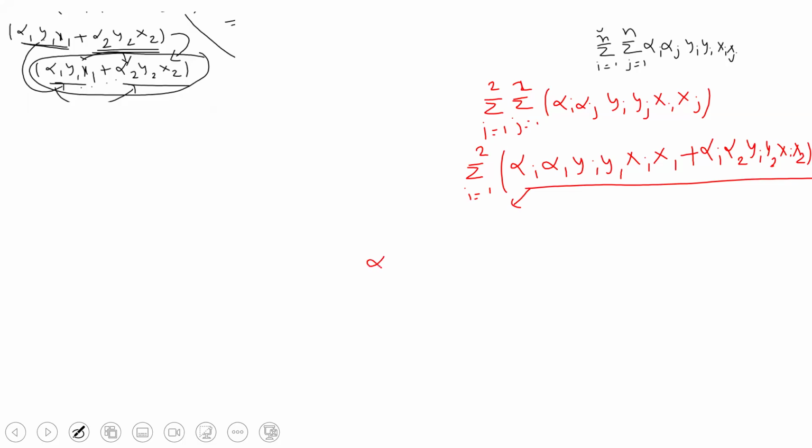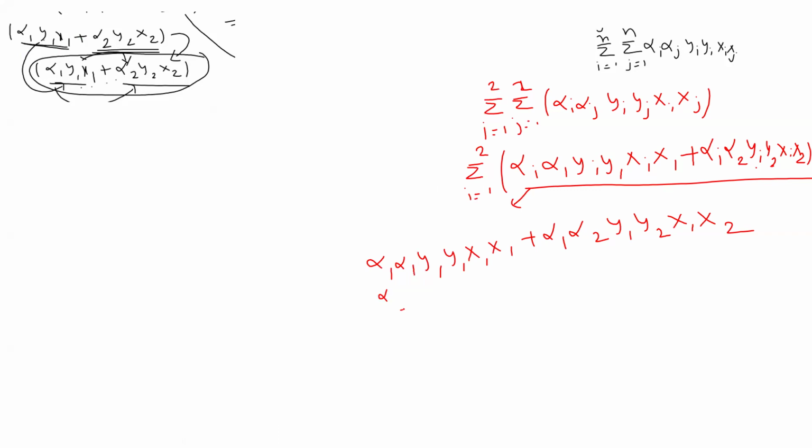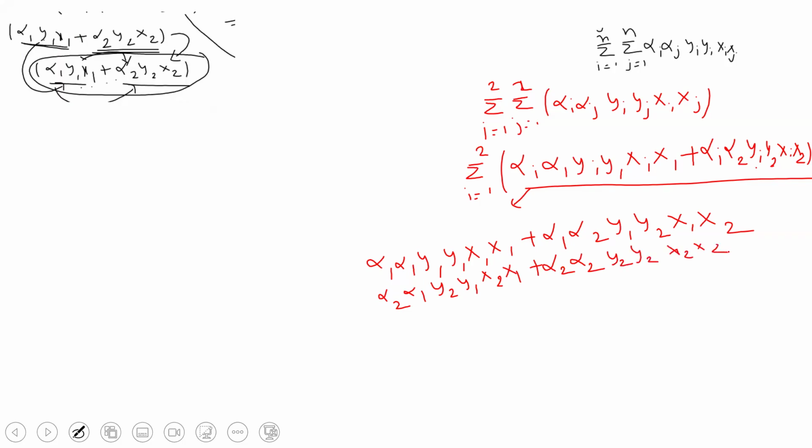Now apply 1 to it. So alpha 1, alpha 1, y1, y1, x1, x1. I applied i equal to 1 in this term, and in this term also I'm applying i equal to 1. This becomes alpha 1, alpha 2, y1, y2, x1, x2. Now replacing i with 2, this becomes alpha 2, alpha 1, y2, y1, x2, x1, plus alpha 2, alpha 2, y2, y2, x2, x2. We got four terms, right?